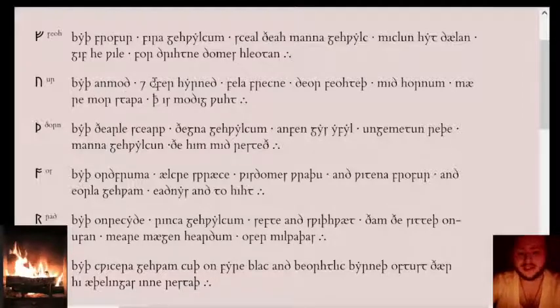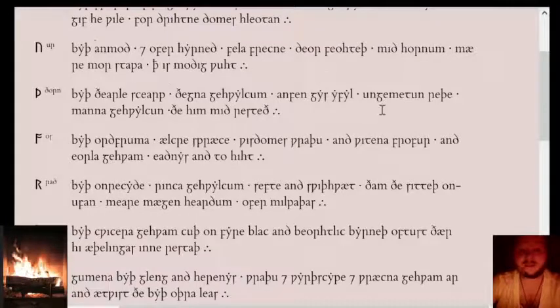The next one, let's go to the next one. I'm going to go a little bit faster because of time. We're going to look at this one. Ur bith anmod and overhyrned. Felle fregna deor, feochteth mid hornum. Mara morstapa, fatis modi wucht.